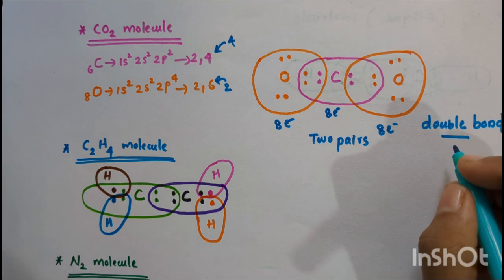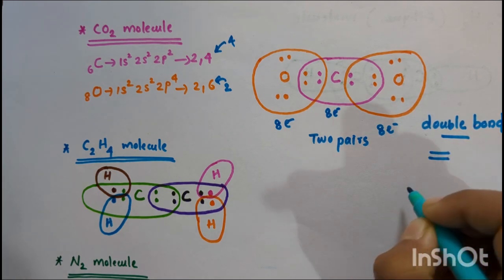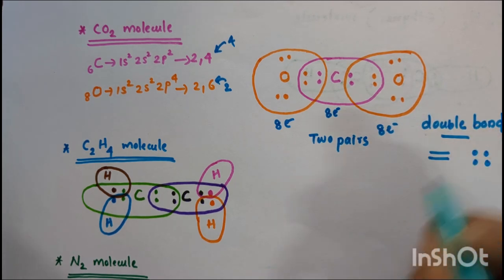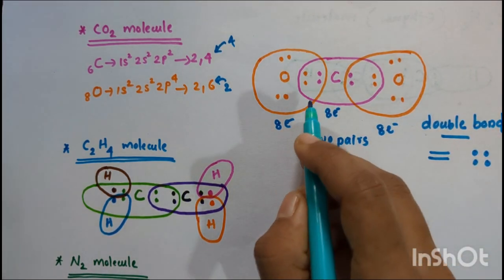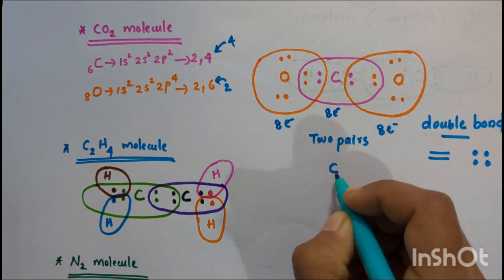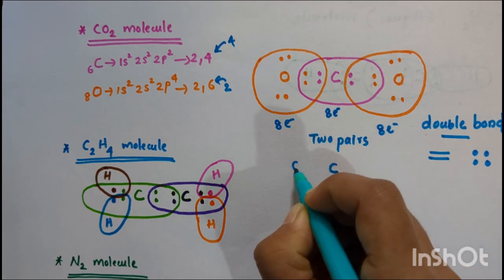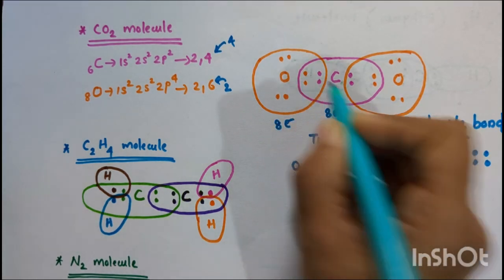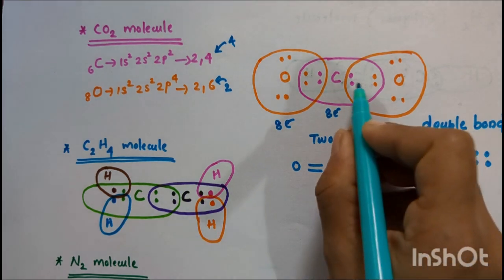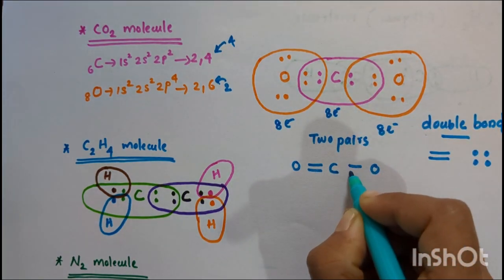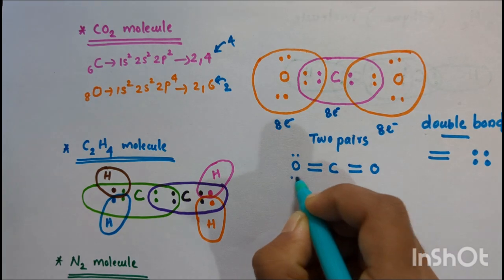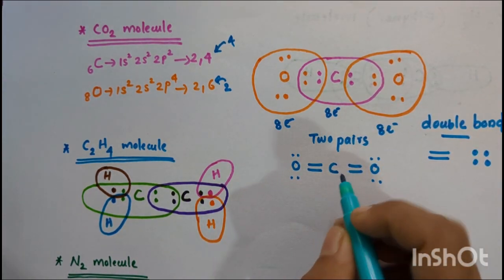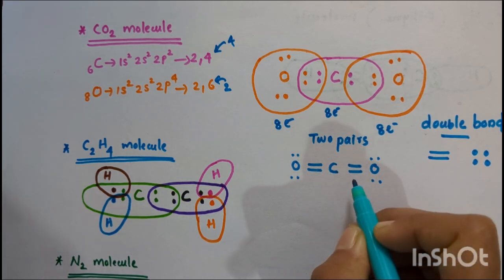This double bond is usually represented by 2 lines like this between the atoms, or you can use 2 pairs of dots, that is 4 dots, between the 2 atoms. So this can be represented like this. We have the carbon atom here, the oxygen atom here, and the oxygen atom here. 2 pairs of electrons are shared between these two, so 2 lines like this. 2 pairs of electrons are shared between these two, so 2 lines like this. The rest, we have 4 electrons here and 4 electrons here. So this represents the double bonds in the carbon dioxide molecule.